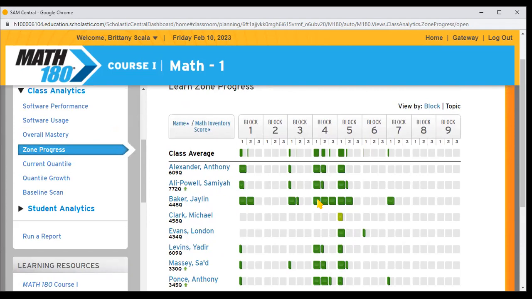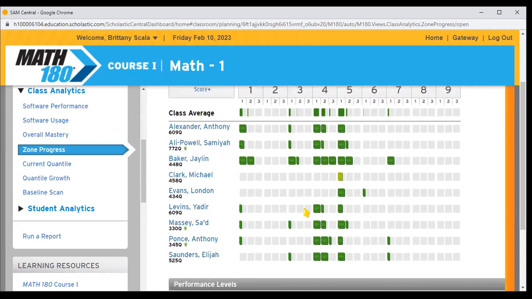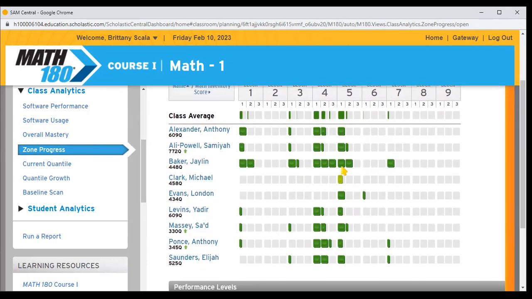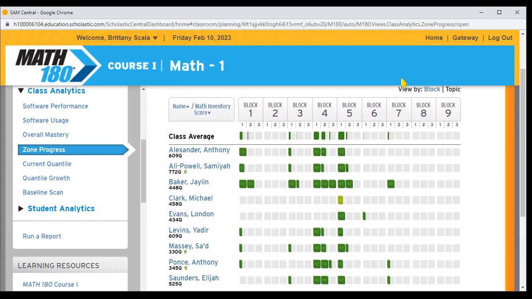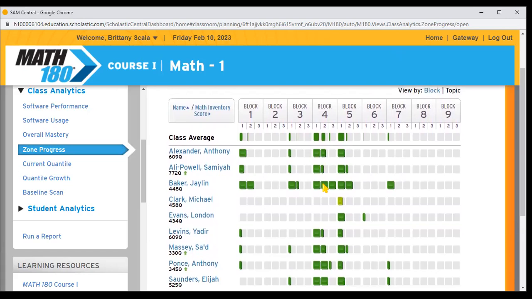I had some students last year that you would see a lot of red or yellow. That basically means that they're just putting anything, guessing until it shows them the answer. So their accuracy is going to be a lot lower. But the green means basically that their accuracy in this lesson is high, which is great. So that's another way you can check their progress.